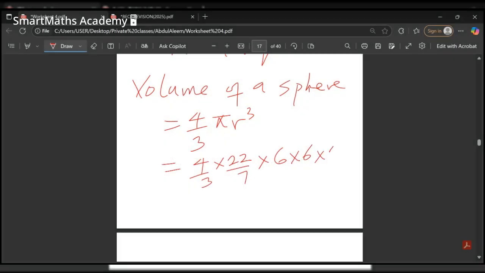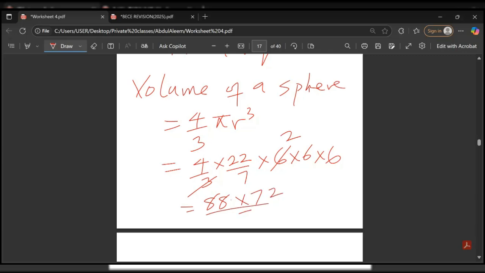How to do this? 3 can go here, 1, 3 can go here, 2. Then you can use a calculator or use 4 times 22, that's 88, and 36 times 2, 72. That will be 88 times 72 divided by 7.